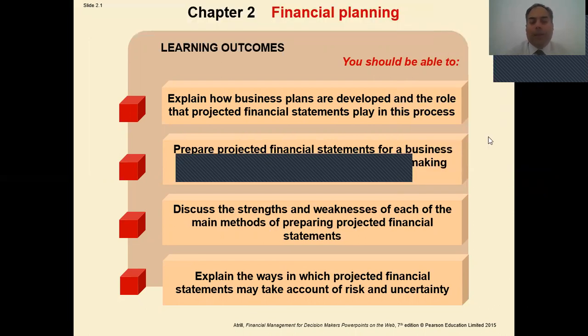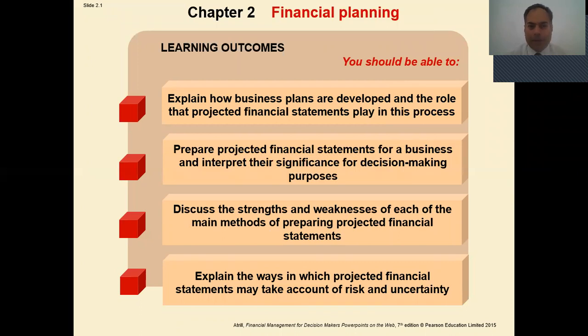Okay. So looking at chapter 2 there. Financial planning. Look at the learning outcomes. You should be able to explain how business plans are developed and the role that projected financial statements play in this process. Prepare projected financial statements for business and interpret the significance for decision-making purposes. Discuss the strengths and weaknesses of each of the main methods for preparing projected financial statements and explain the ways in which projected financial statements may take account of risk and uncertainty.